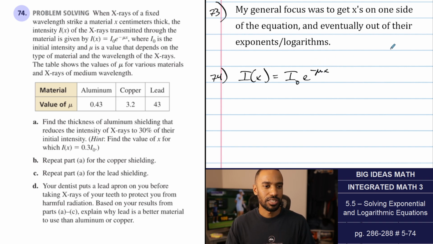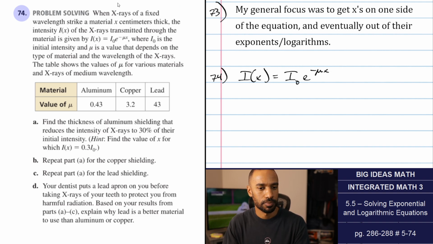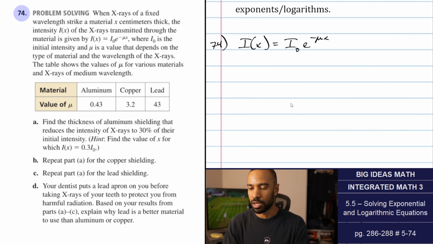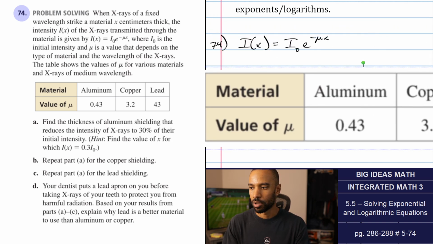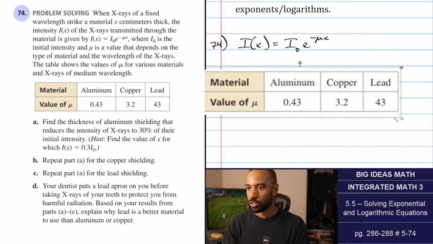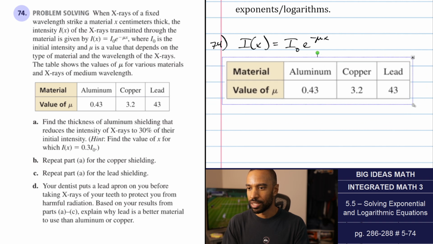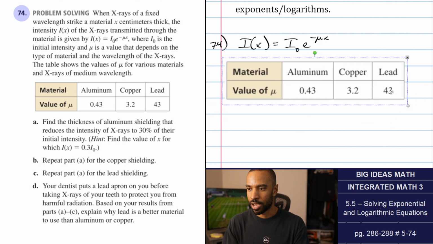I naught is the initial intensity, and mu is a value that depends on the type of material in the table and the wavelength of the x-rays. The table shows the values of mu for various materials and x-rays of medium wavelength. So we have aluminum, copper, and lead. Getting the lead out.